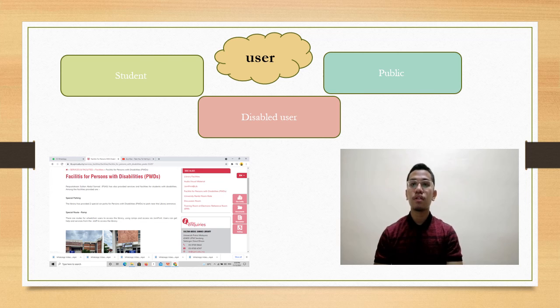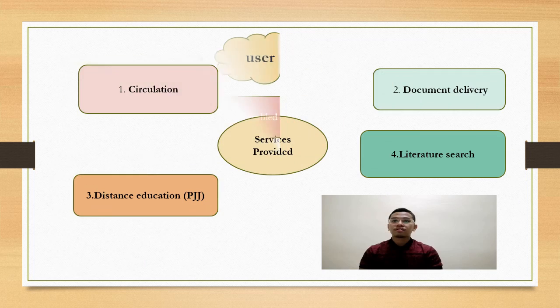There are three categories of users for Sultan Abdul Samad Library PSAS. First, student. Second, public. And lastly, person with disability. There are a few services provided in this library. Firstly, circulation. Second, document delivery. Third, distance education PJJ. And lastly, literature search.